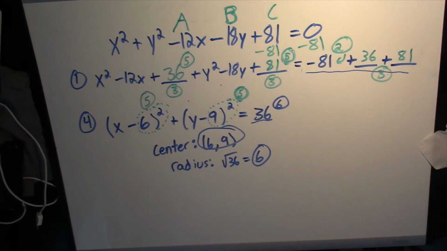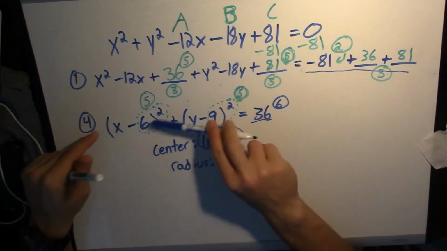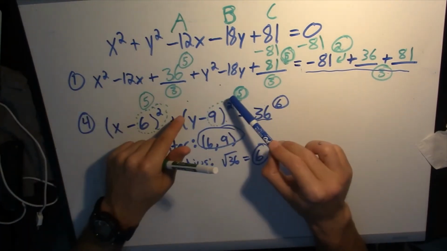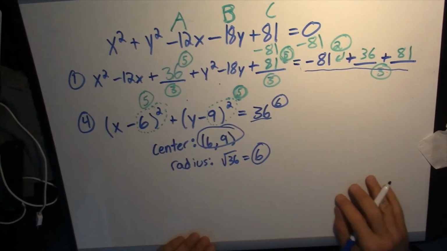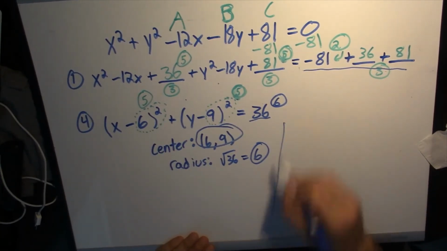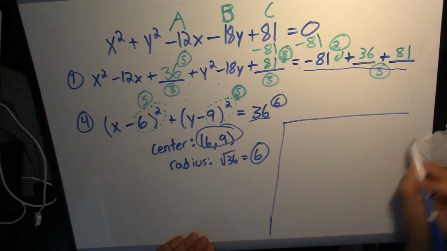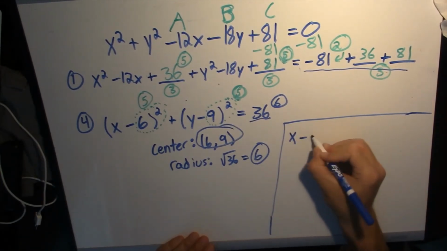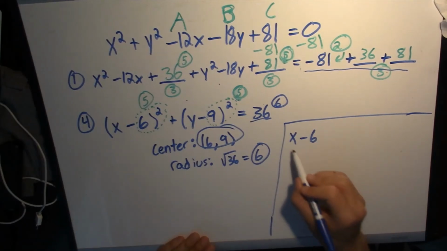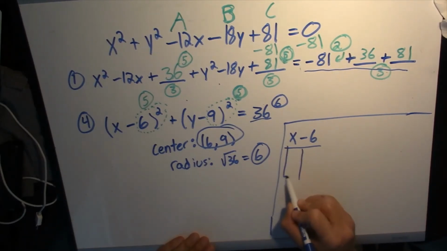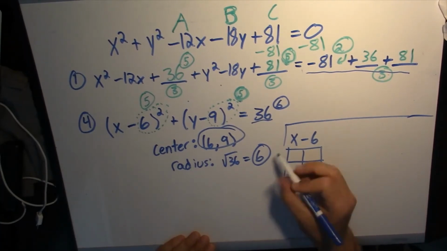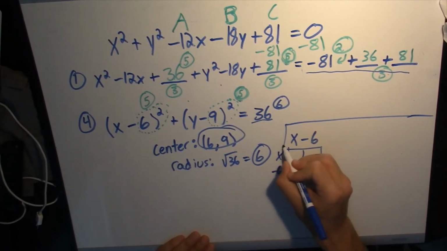For this last part of the video, I'm just going to show you why this piece, x minus 6 squared, is equal to this whole thing, and why this piece is equal to that thing. So I'm just going to show that off to the side here. I'm going to use the area model to show this. So if I have x minus 6 times, I'm going to draw a 2x2 box. Let's go x minus 6 times x minus 6.